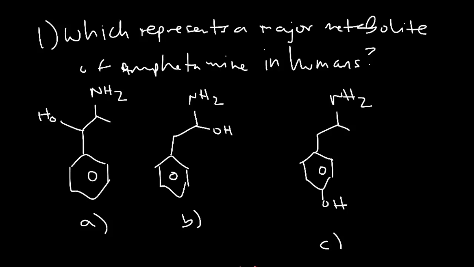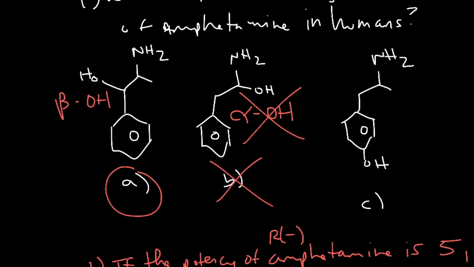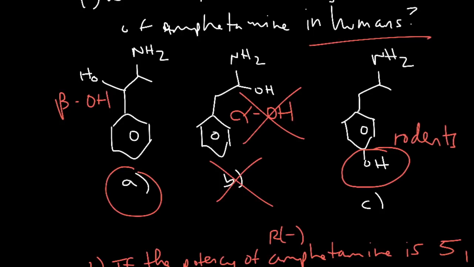So here we go. Number one, which represents a major metabolite of amphetamine in humans? It's A. Why? So this is the beta hydroxylation. This is hydroxylation at the alpha position, which doesn't exist. This is alpha hydroxylation, which does not exist. Aromatic hydroxylation at the 4 position is in rodents. So remember that the question asked in humans, not C, so A.